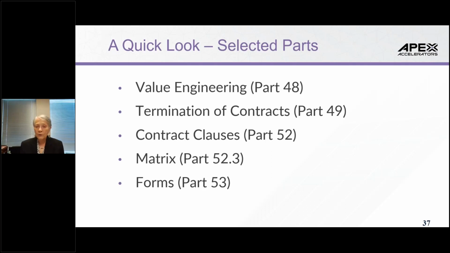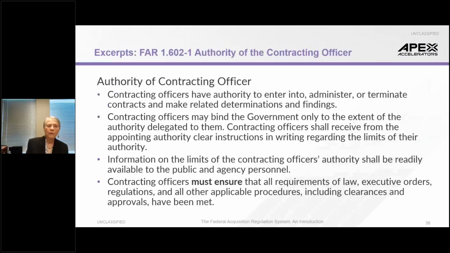And termination of contracts is something everyone needs to be aware of. That's in Part 49. And there are different types of terminations, basically termination for convenience of the government and termination for default. Then the contract clauses, which is probably what you're most interested in today, are in Part 52. Again, that matrix is at 52.3 and forms are in 53.